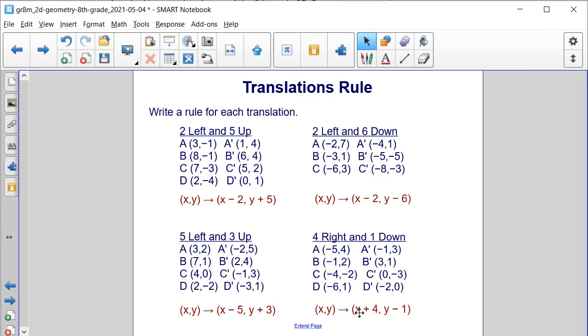And here are the translation rules that we did discover on the last slide. In this first set, going left 2 means subtraction of x by 2, and going up 5 means you're increasing the y values by 5. Left 2 means x minus 2, and 6 down means y minus 6. 5 left means x minus 5, and 3 up means y plus 3. If we're going to the right 4 units, that means we're taking x and we're adding 4 to it. And if we're going down 1 unit, we're taking our y value and we're subtracting 1 from it. So these solutions are indeed correct.